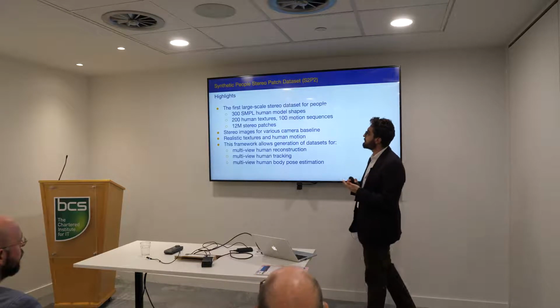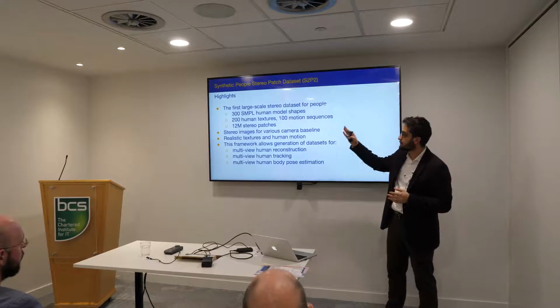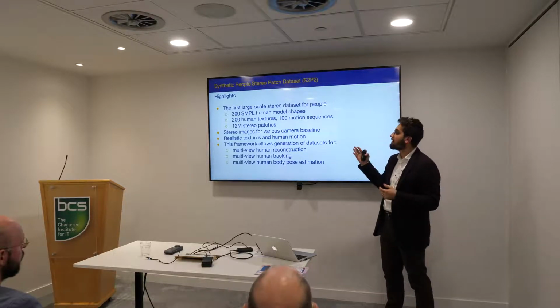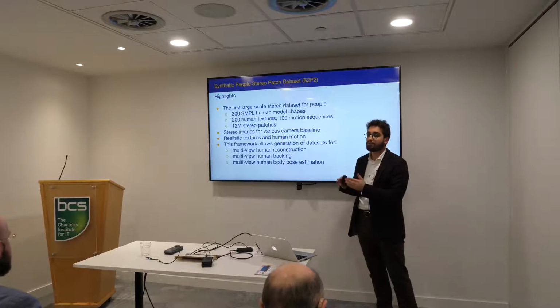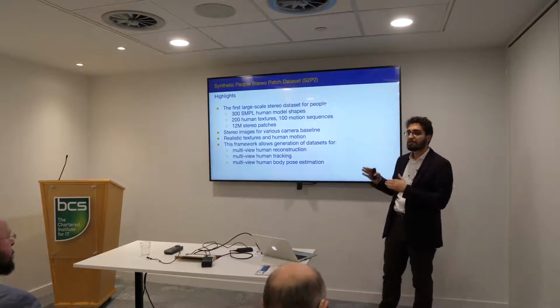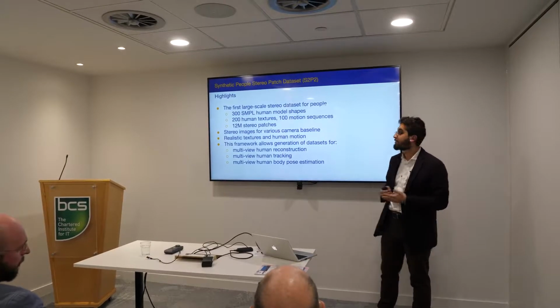There are some highlights I want to talk about. The first one is that this is the first large-scale stereo dataset for people. There are some numbers, like 300 simple models we are generating. We are generating these models with around 300 human textures and 100 motion sequences. Just for this paper, we generate around 12 million stereo patches to train our network.